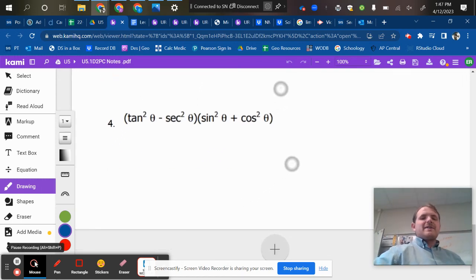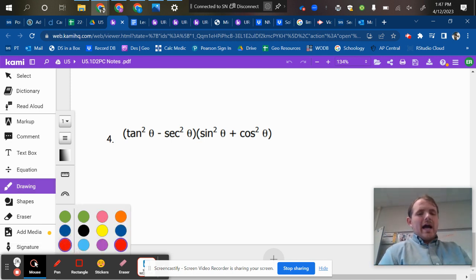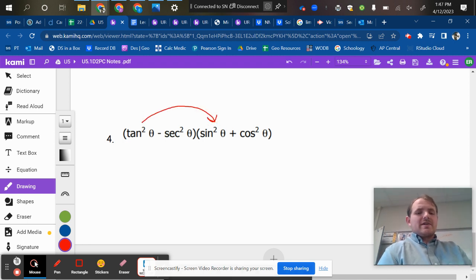Again, the advice has been to turn everything into sines and cosines, but I would do that after you multiply it all out. So what is the F word I use to multiply these together? You're going to FOIL these. So tangent squared times sine squared.